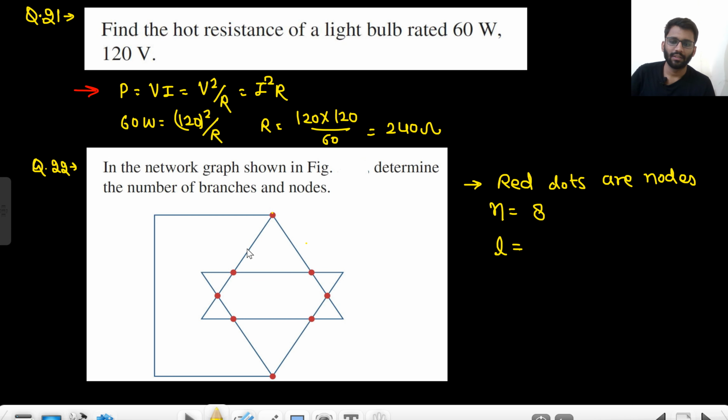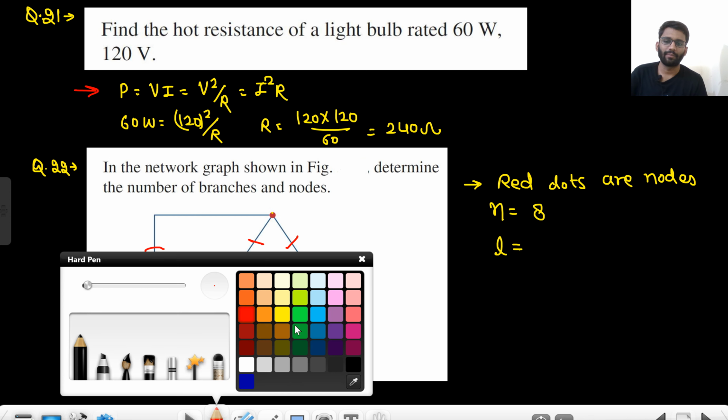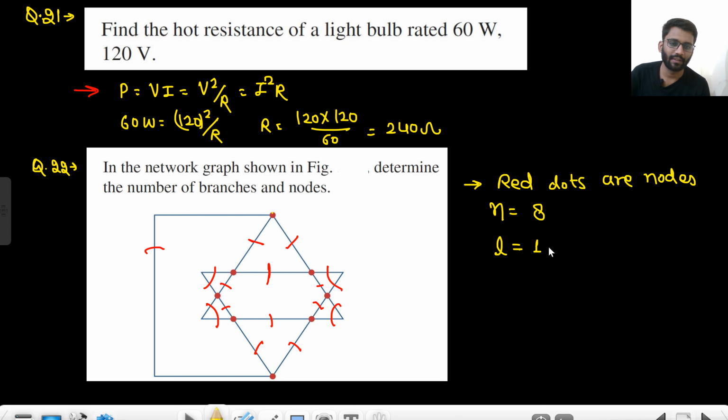Number of branches. 1, 2, 3, 4, 5, 6, 7, 8, 9, 10, 11. Something is wrong. What is wrong? 1, 2, this will be one branch only. 3, 4, 5, 6, 7, 8, 9, 10, 11, 12, 13 and 14. Did I calculate it right? Yeah, one branch I missed, that is this one. So total branches if we count, that is 15.